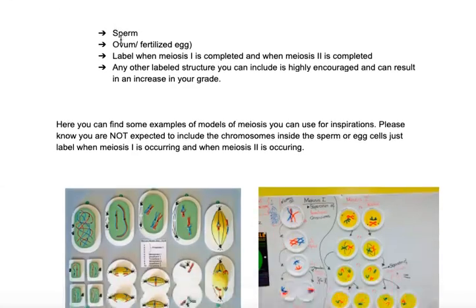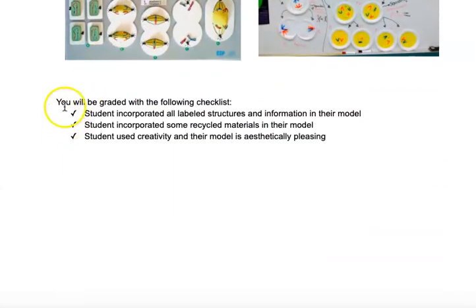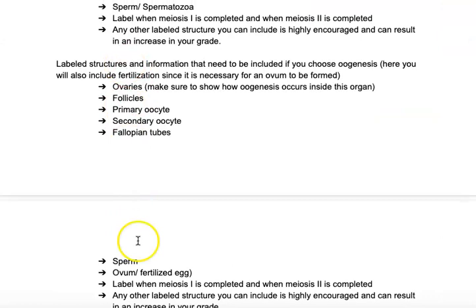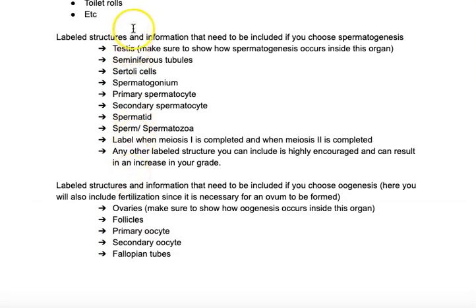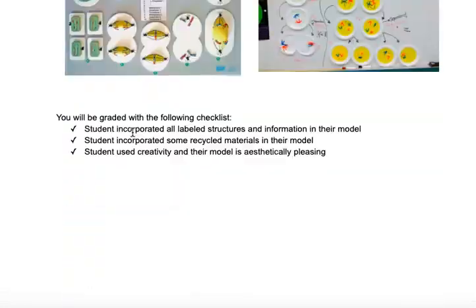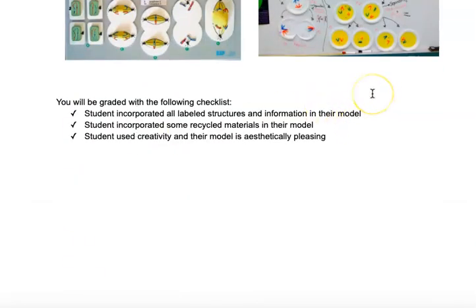What am I going to be grading you on? You will be graded using the following checklist. If you incorporated all of these structures, both in oogenesis, if you chose oogenesis, or spermatogenesis, if you chose spermatogenesis, then that gets you a check, and depending on how well you incorporated them, that gives you a grade. If you incorporated some recycled materials, that also gives you a grade, and if you used creativity and your model is aesthetically pleasing, that also gives you a grade. So hopefully that makes sense.